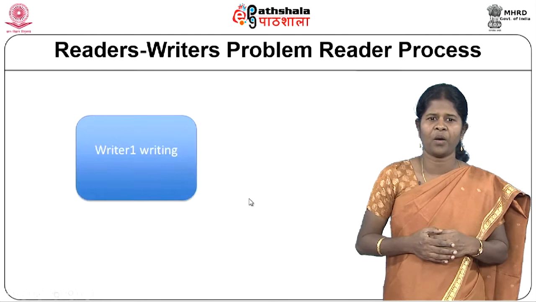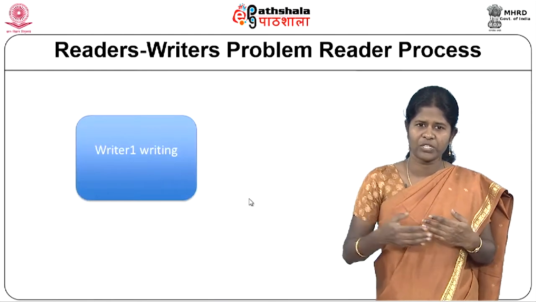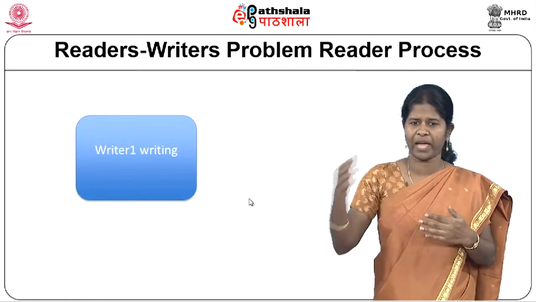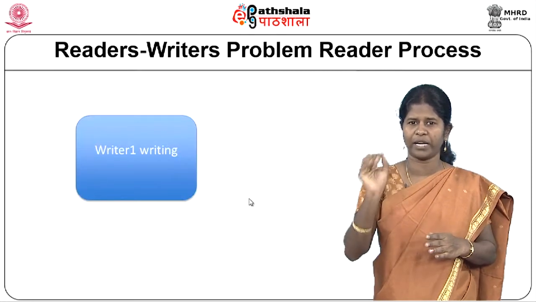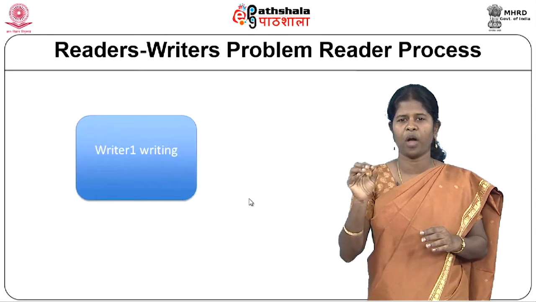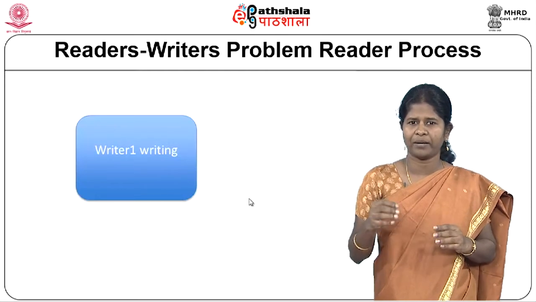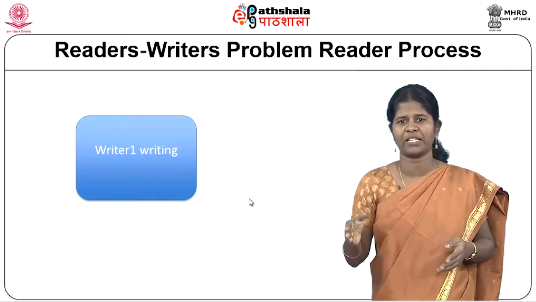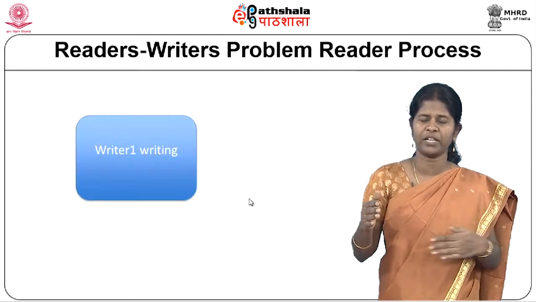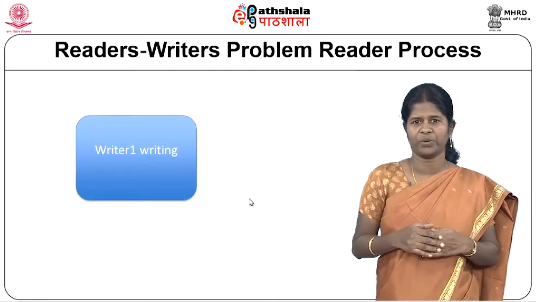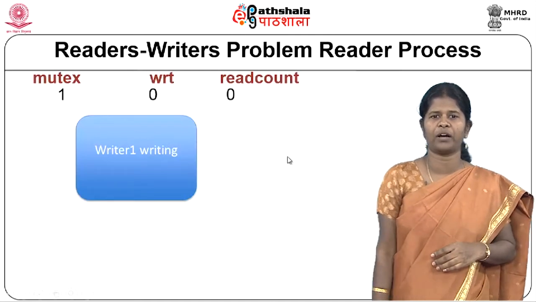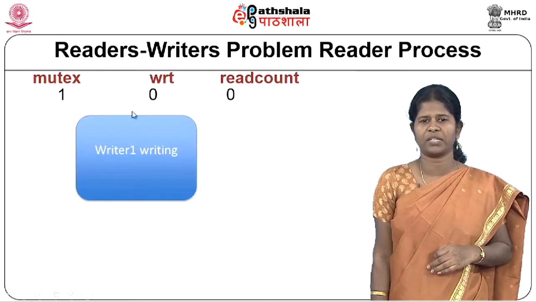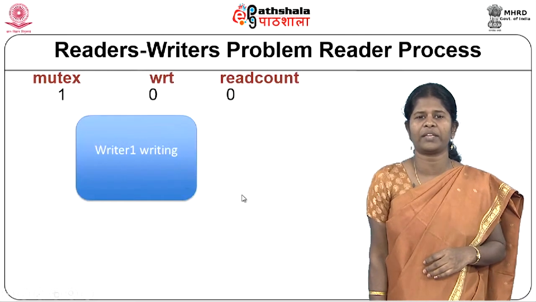So, we have seen now how the reader processes were reading. When multiple reader processes arrive, they can be allowed to read at a particular time. Only the read count is maintained to know how many readers are reading. But if a writer arrives, even while a number of readers are reading, the writer has to wait. Only after all the readers finish, the writer can continue to write. So, the values of mutex, WRT and read count are 1, 0 and 0 now respectively. WRT is 0 and the writer is writing.